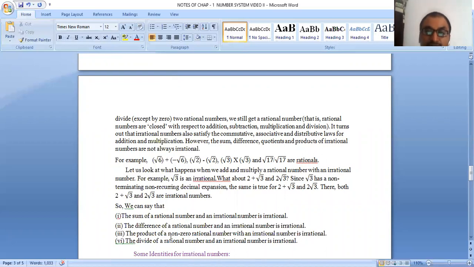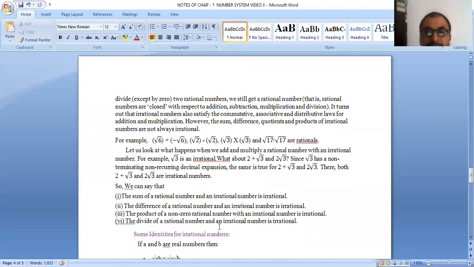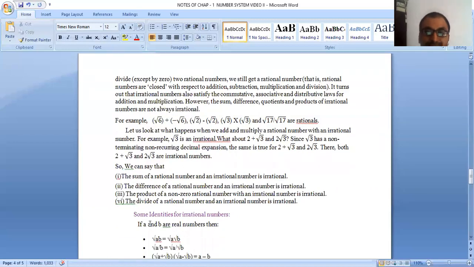Now the product of a non-zero rational number with an irrational number is irrational. The rational number should be non-zero. Like 2 into root 3, 5 into root 7, 3 into root 2, always is an irrational number. The division of a rational number and an irrational number is always an irrational number. So we can say all operations, addition, subtraction, multiplication and division of a rational number and an irrational number are always an irrational number.